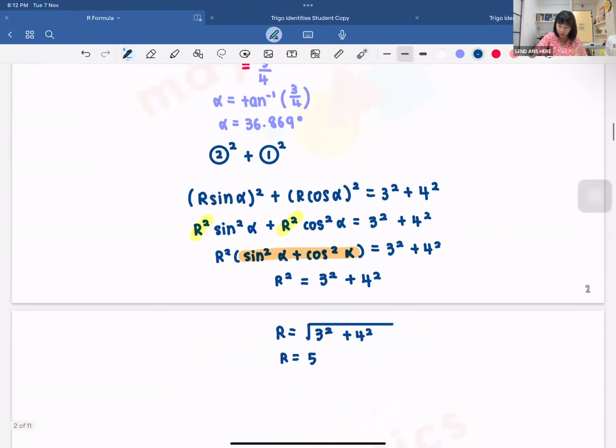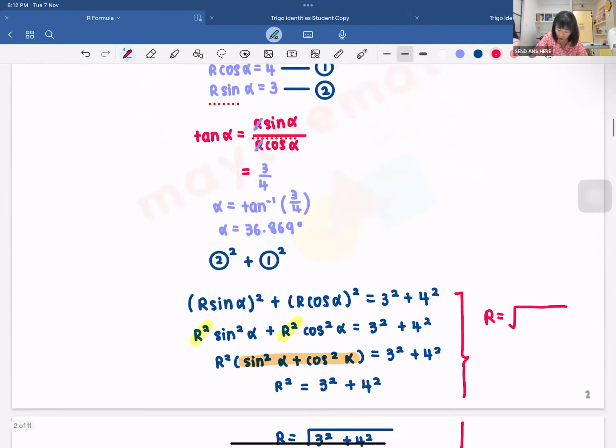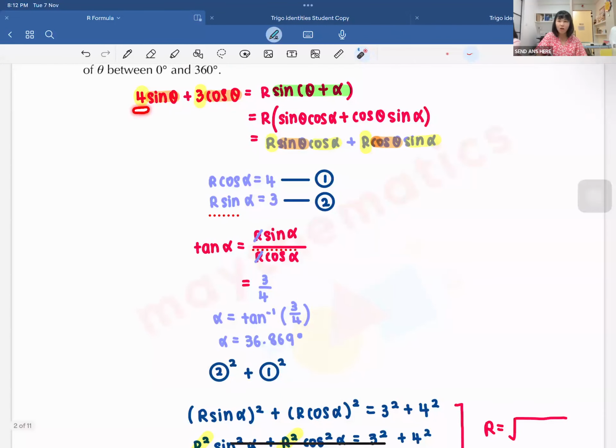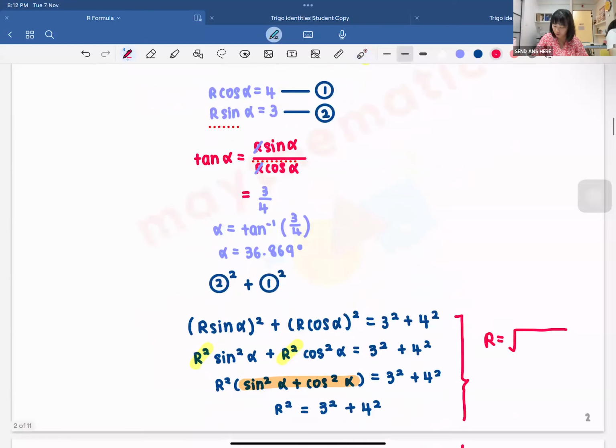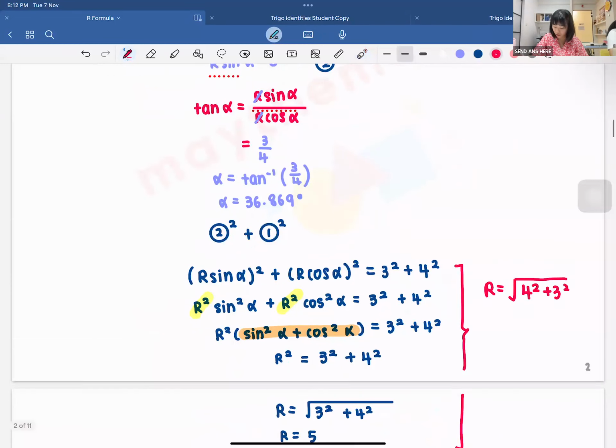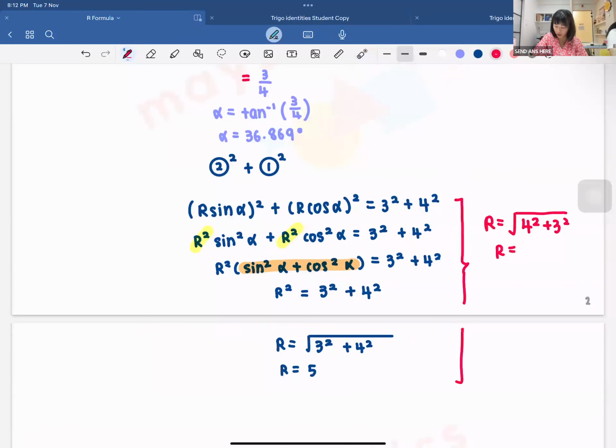But actually, in exam to save time, you just combine everything here. You just say R is square root. What is your a? Take a look. Can you see your a is 4? Because that's the only number in front of your sine. And your b is 3. You just get these two numbers out. 4 squared plus 3 squared. Then you straight away get R is 5. You don't need to be so long-winded.